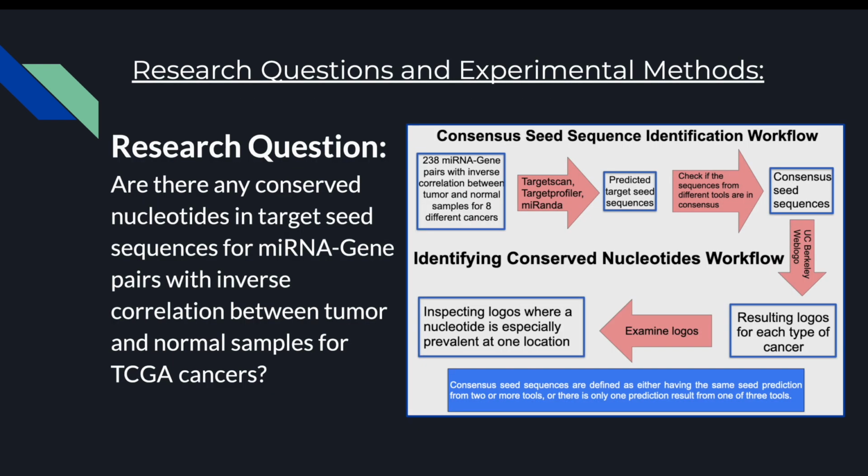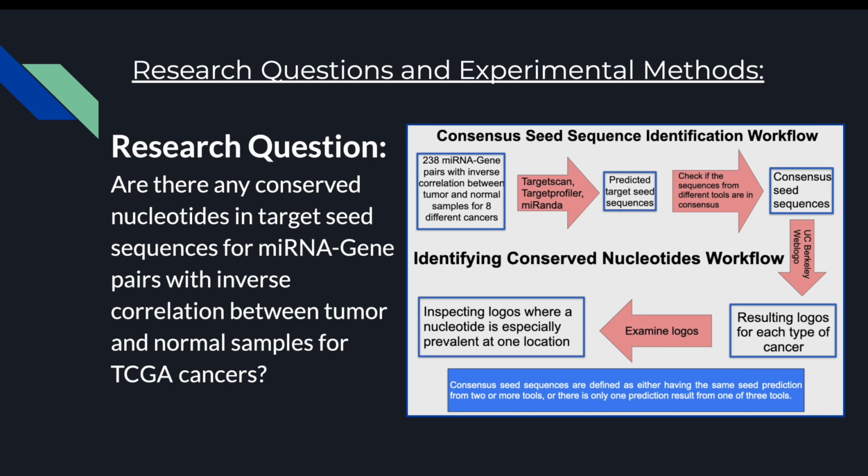Our research question was whether or not we can find any conserved nucleotides in the seed sequences of microRNA gene pairs with inverse correlation between tumor and normal samples. From a previous study, we were able to retrieve 238 such pairs, which were already categorized into 8 different TCGA cancers. We used the same microRNA target prediction databases used to identify the pairs from the previous study to find their predicted target seed sequences.